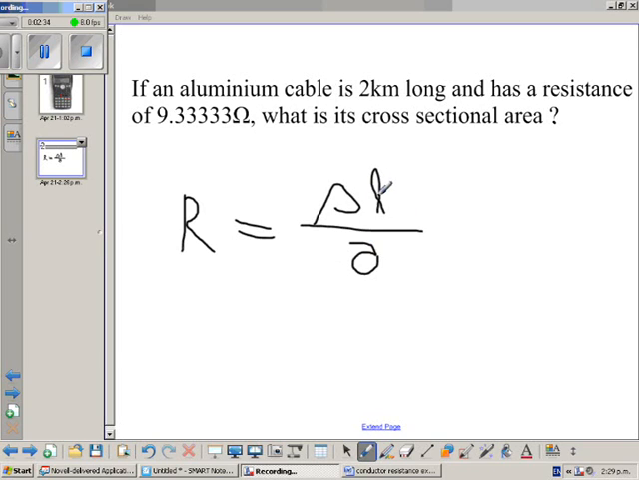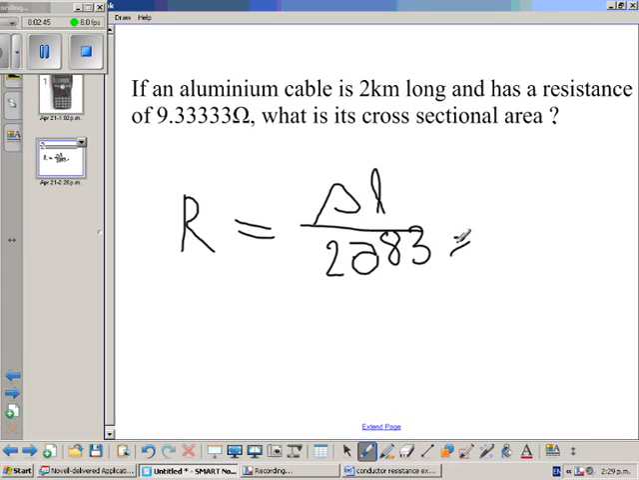Right, so we've got our length there, 2 kilometers. Rho for aluminium, we know that rho for aluminium equals 2.83 by 10 to the negative 8 ohm meters. So we've got our rho, we've got our length, and we've got our resistance, and we just need to know the area. So we've got to rearrange this formula.